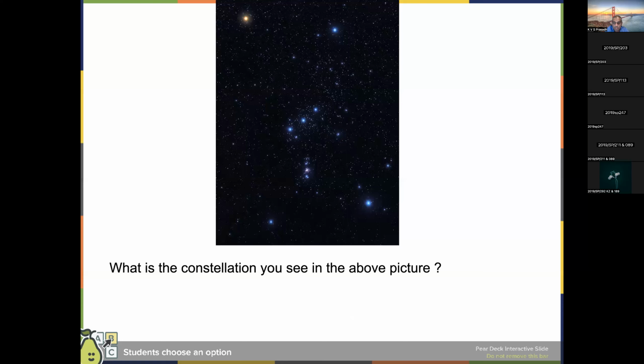So nobody knows what that is? Yes, exactly. So there is one answer. Thank you for that. This is the constellation Orion. That is exactly the same constellation that I have just mentioned a minute ago.